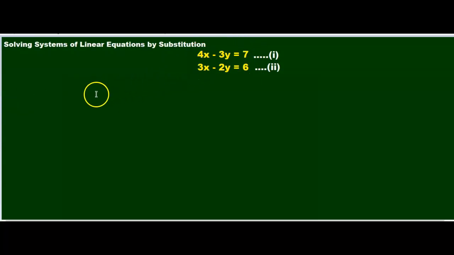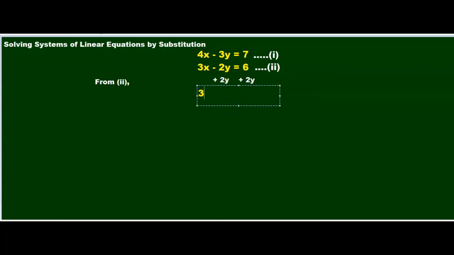So, first thing we want to do is make one of the equations in terms of x or y. I'm just going to do equation 2. So, from equation 2, I'm going to plus 2y on both sides of my equation. I'm just going to show you my work there.